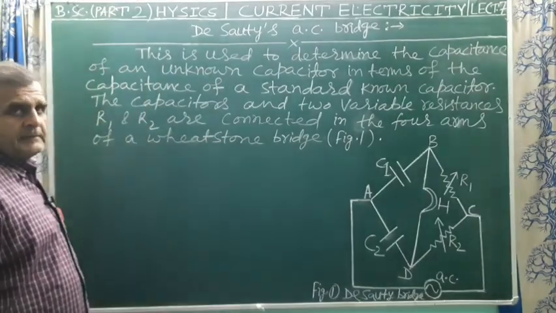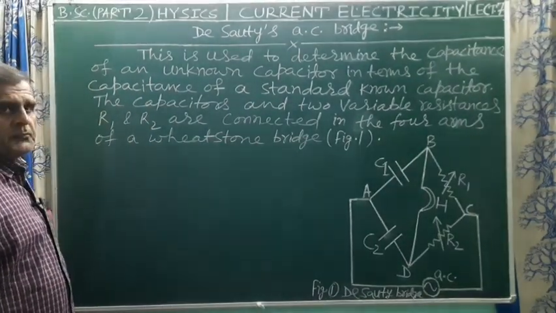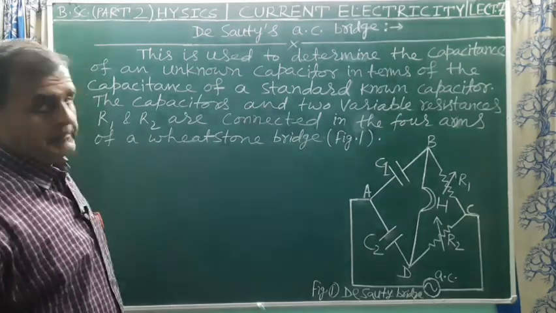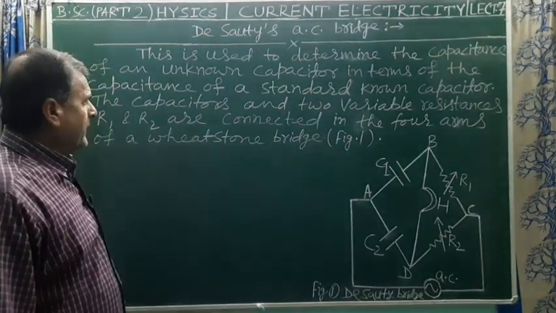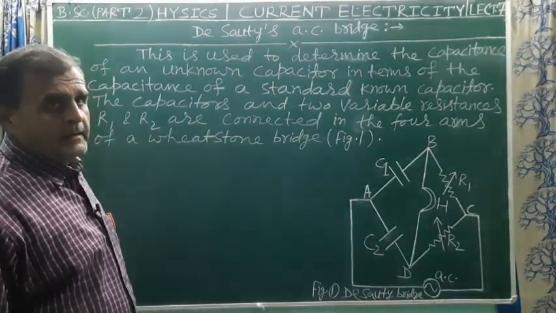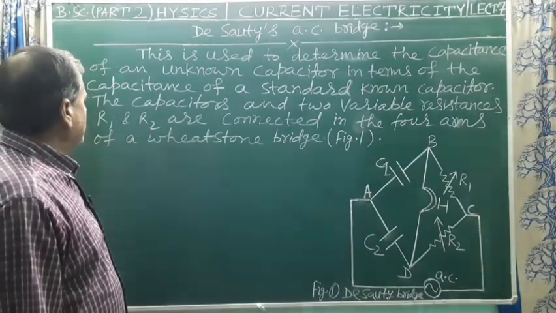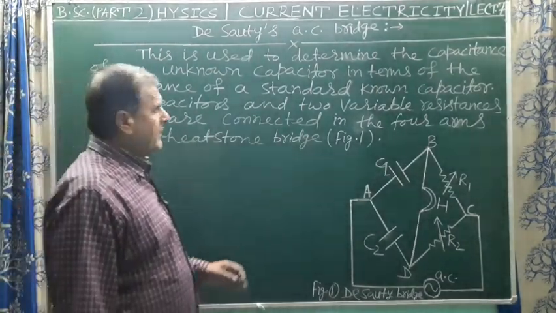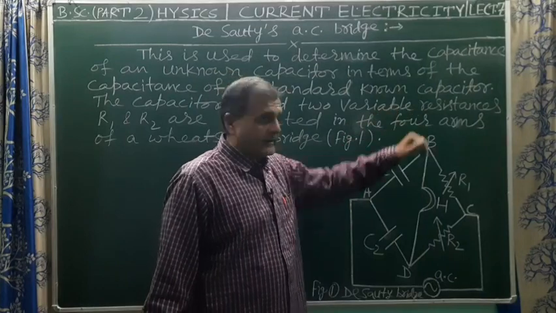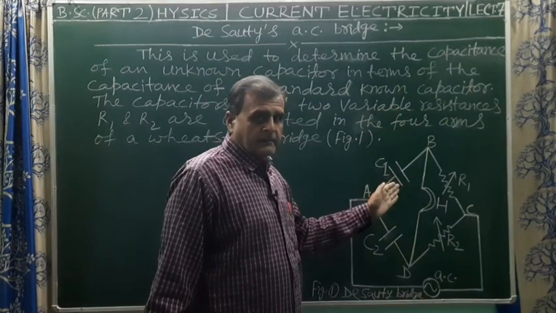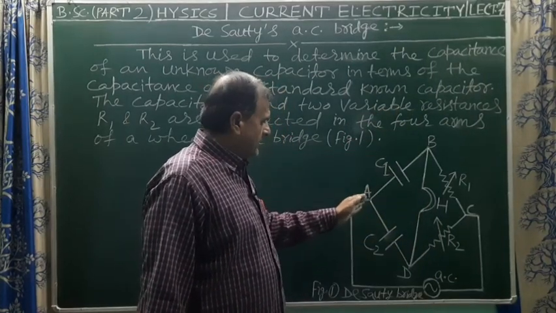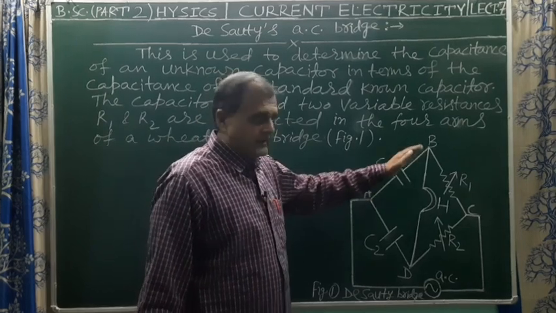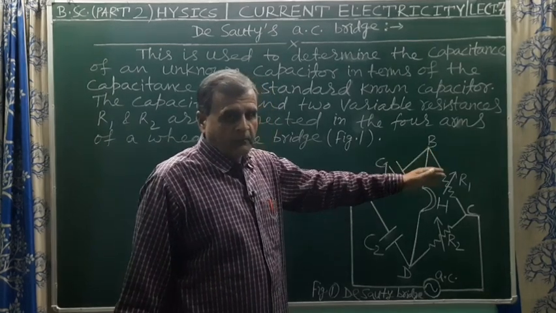The Sauty a.c. bridge is used to determine the capacitance of an unknown capacitor in terms of the capacitance of a standard known capacitor, say C1, which is connected in arm AB of the Wheatstone bridge.